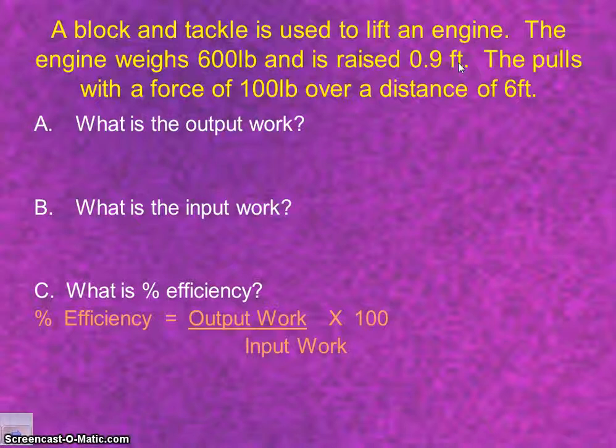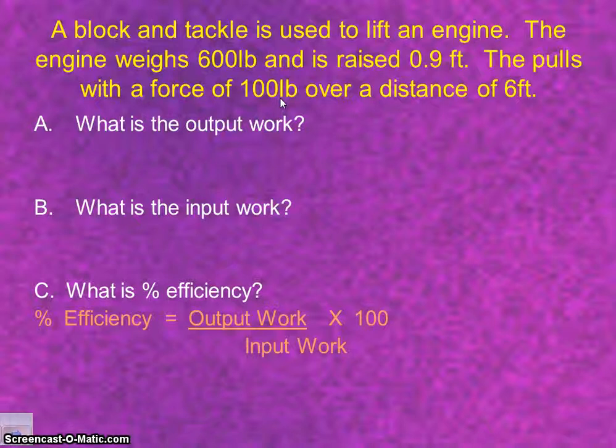You do not possess the ability to lift the 600 pounds 0.9 feet, so you have to use a machine. And this machine, this block and tackle, is going to change it so that you have to apply 100 pounds of force instead of 600. But what's the trade-off? There is always a trade-off. You get nothing for free.